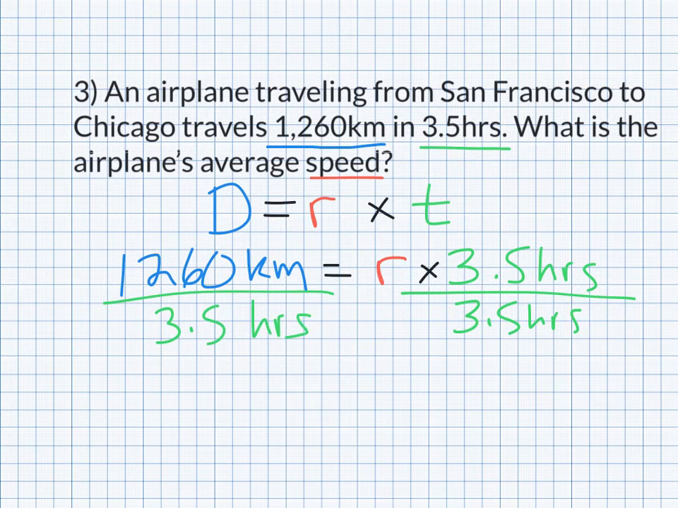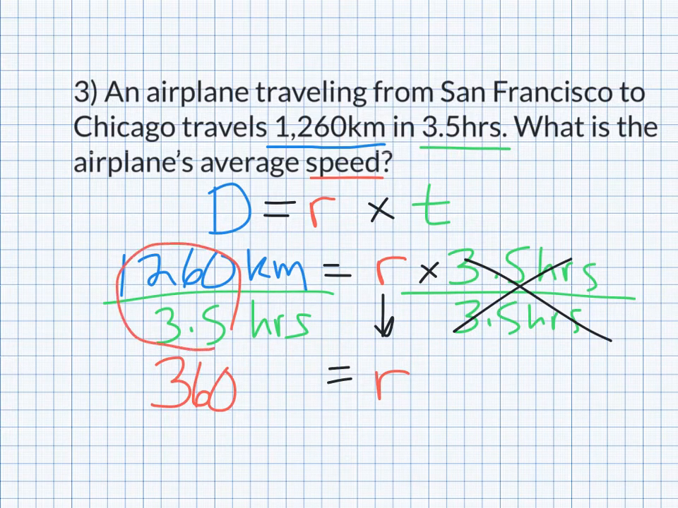All right, and by doing that, this part cancels out because it turns into 1. So you bring the r down. All right, next thing you do is simplify your problem, which when you do that divided by 3.5, you end up getting 360. So that part turns into 360.